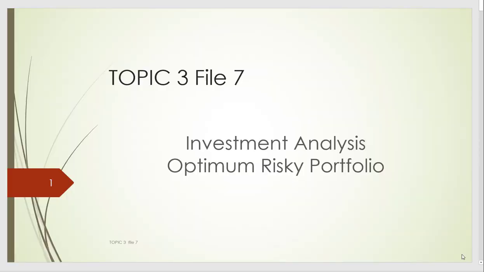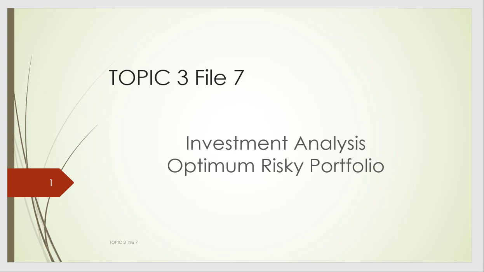Welcome to File 7. This is the last of the risk return videos. It's on investment analysis and optimum portfolio of two stocks, but easily could be two subsidiaries of a company or two product lines, but for consistency with your textbook, we're going to look at it as two stocks.